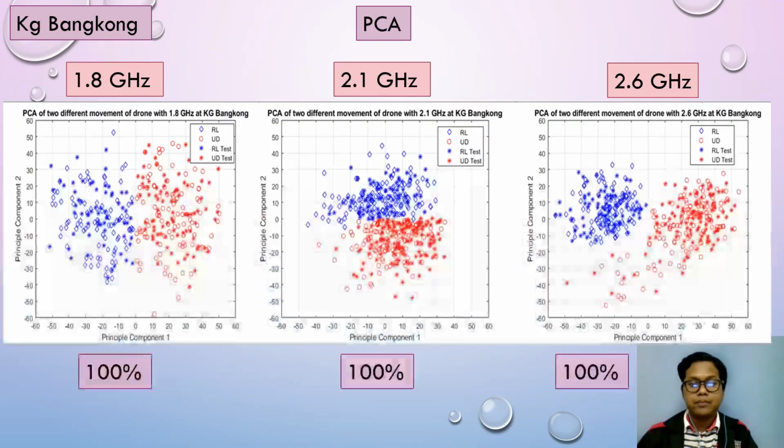And lastly, for the classification using PCA, it shows that the three frequencies at Kampung Bangkok achieve total classification of 100% since all clusters do not overlap with each other. This is due to the distance of the antenna receiver and LTE tower communication at Kampung Bangkok being the shortest.